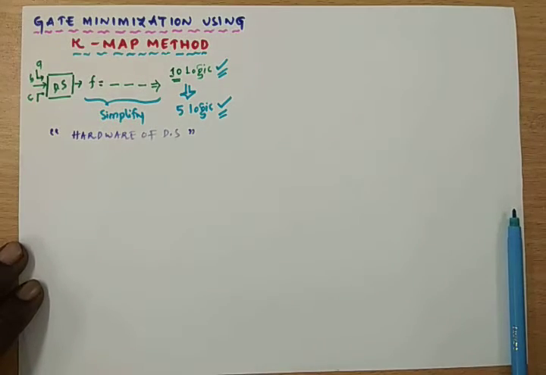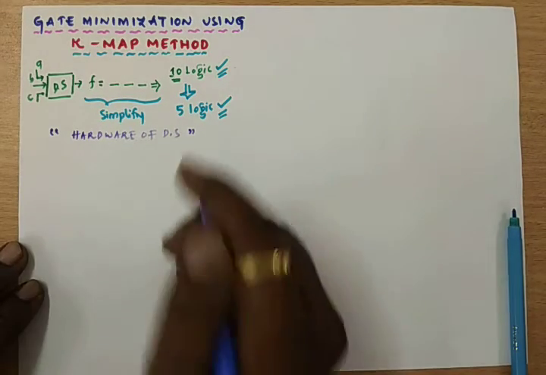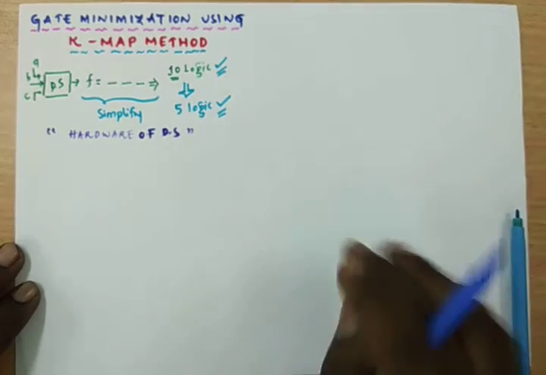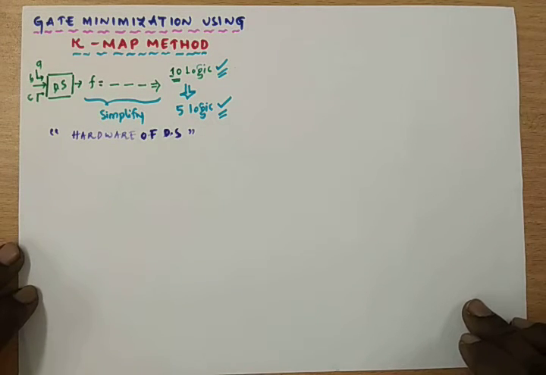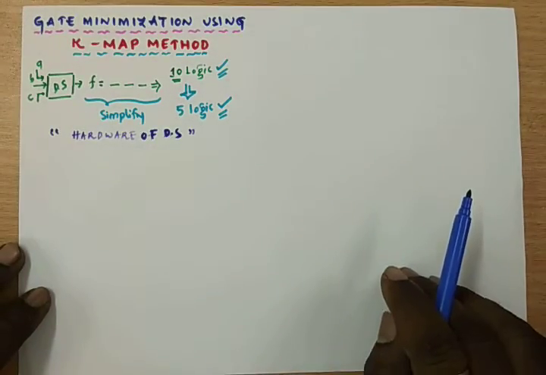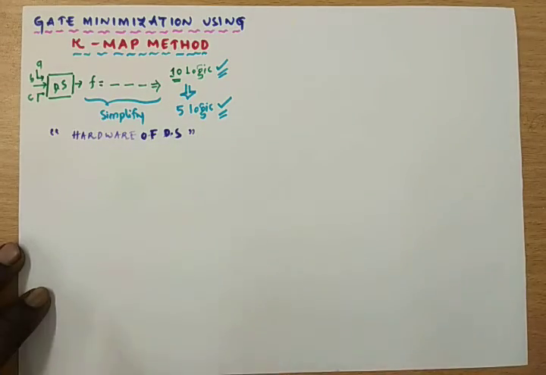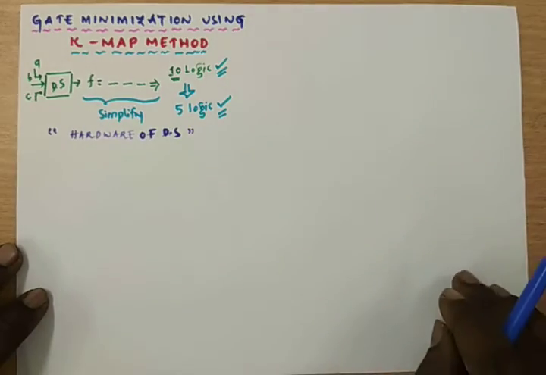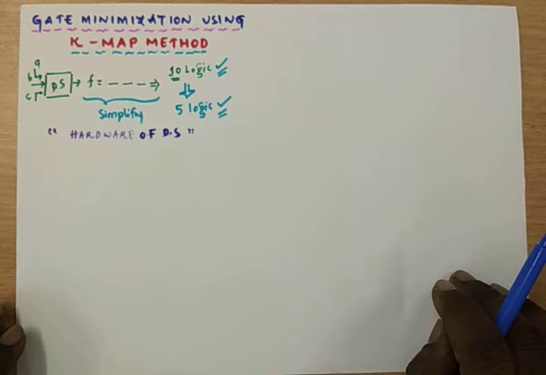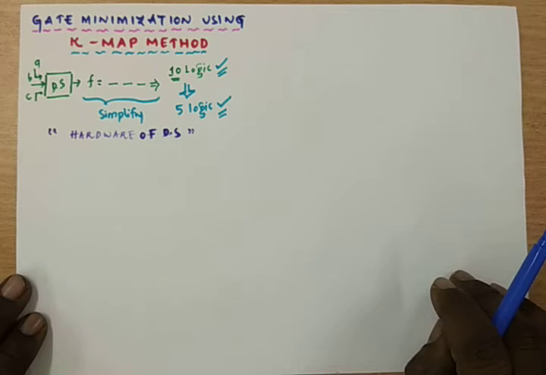Once the hardware of a digital system is reduced, obviously we get other advantages, like the speed of the device increases, the cost of the device reduces, and the size of the device also reduces. Likewise, if you go for the minimization of the Boolean expression, you reduce the hardware requirement of the digital system, and in parallel we can have some other advantages.